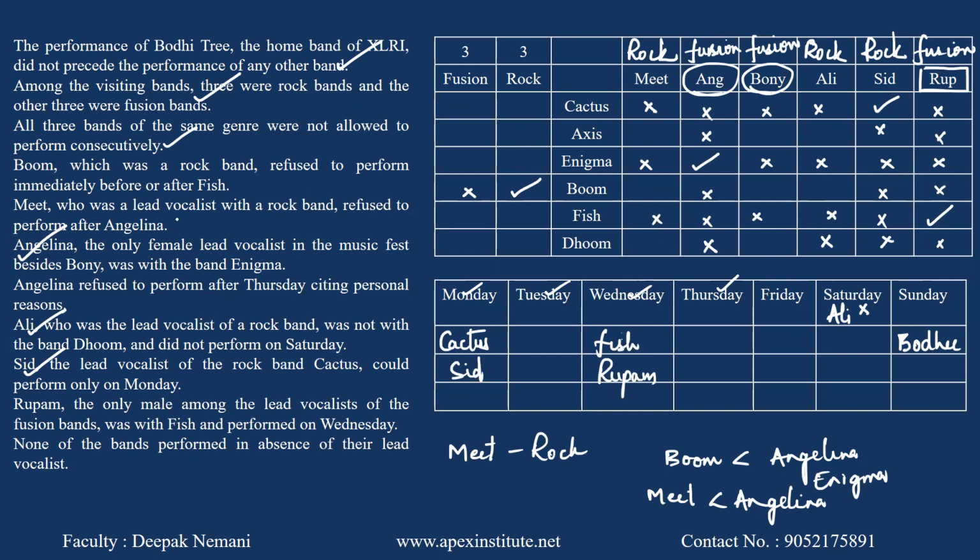Now, Boom, which was a rock band, refused to perform immediately before or after Fish. So Cactus, what type of band is Cactus? Cactus is a rock band. And Fish is a fusion band. Okay. Now, what else do we have?